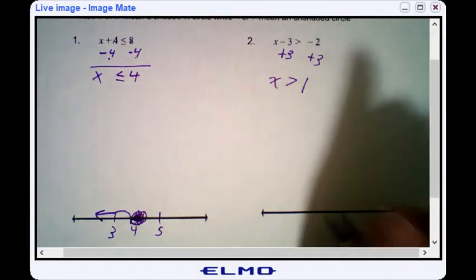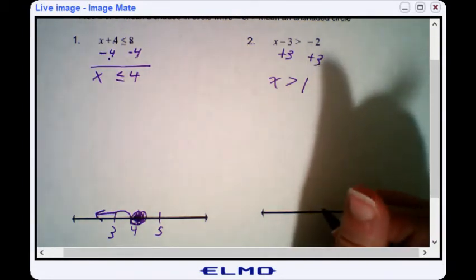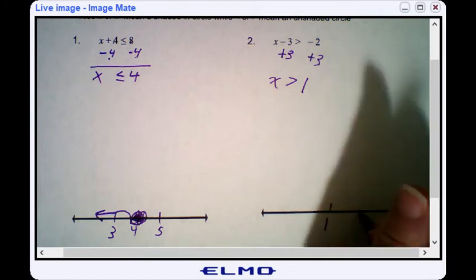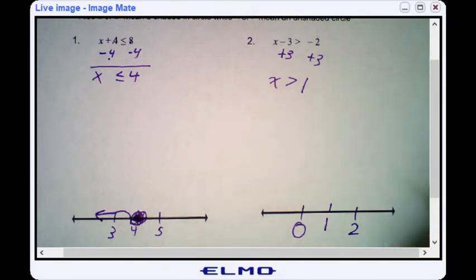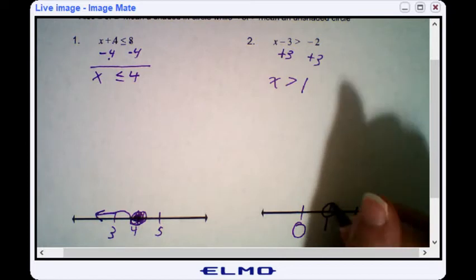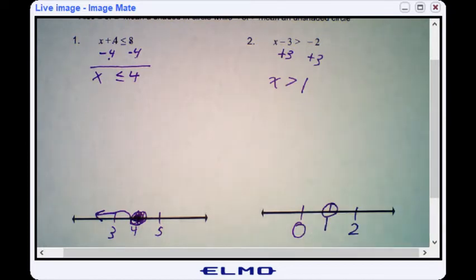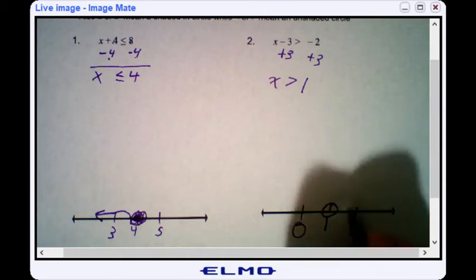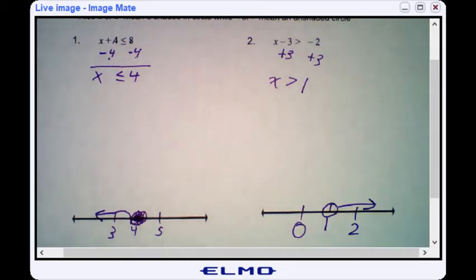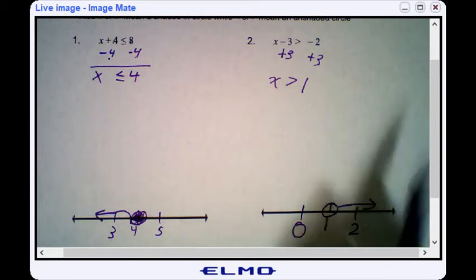I'm going to graph it. So I have 1, 2 is bigger, 0 is smaller. My circle goes at 1. It says x is greater than 1, so I need a number bigger than 1. 2 is bigger than 1, so I'm going to go right. Again, all my solutions are going to be where my arrow is. So there's lots and lots of numbers that would fulfill this inequality.